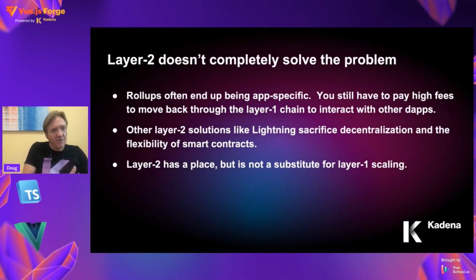Layer 2 is another approach that people have taken to solve this problem, and it definitely has value. I think layer 2s are going to be a very important component in the blockchain story, but they don't completely solve the problem because they often end up being app specific. You have to pay your high fees in order to go back to the main chain and interact with other dApps. You may sacrifice decentralization. So it definitely has its place, but it's not a substitute for an actual scalable base layer.